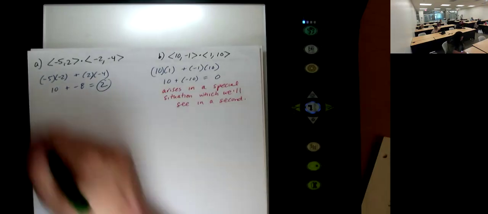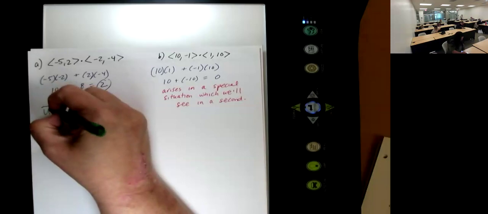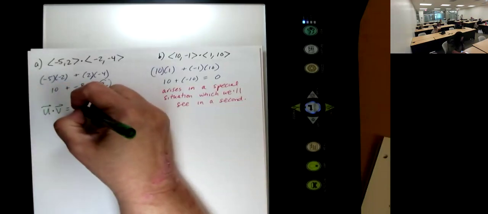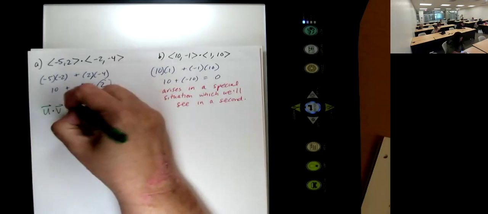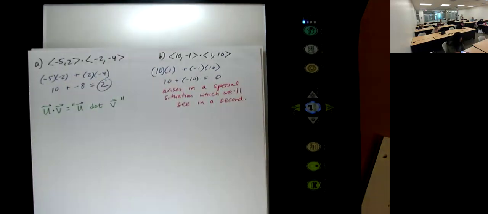Oftentimes you will see this being read as u dot v. That's how people read it. So if I say u dot v, I'm talking about the dot product. I could say the dot product of u and v, but that's a really long way of saying u dot v. You know what I mean?